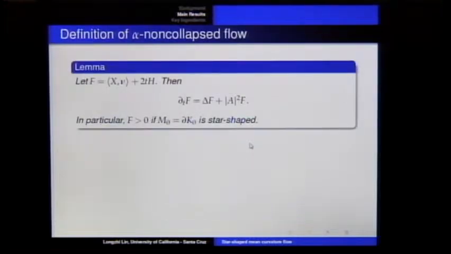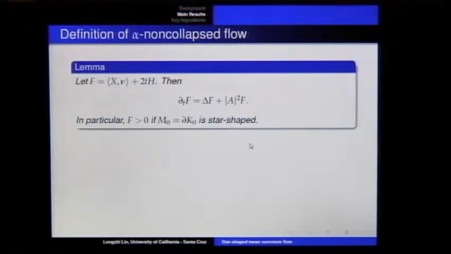Okay, so in order to state the result, let me introduce some notation. The quantity f over here is defined as the support function, the position vector dotted with the normal, plus 2t times H.